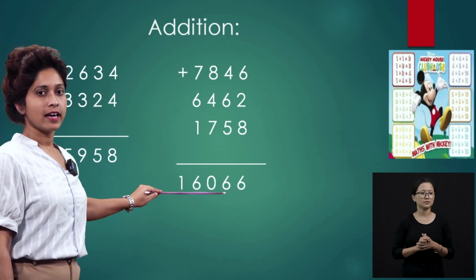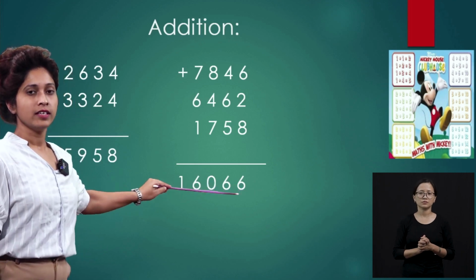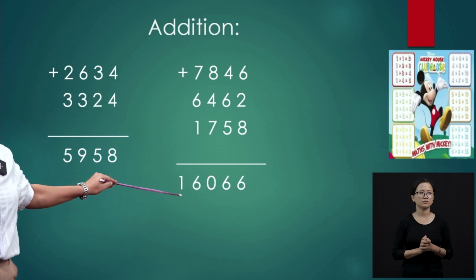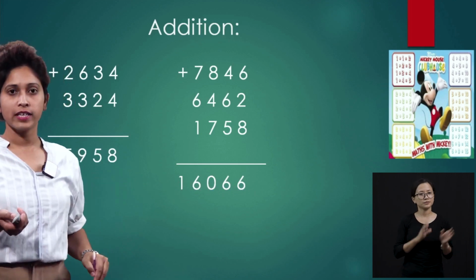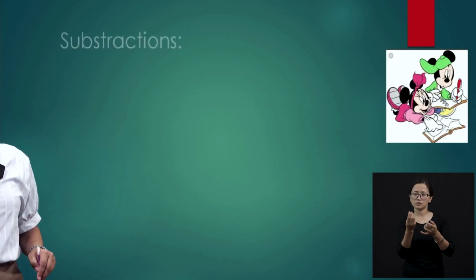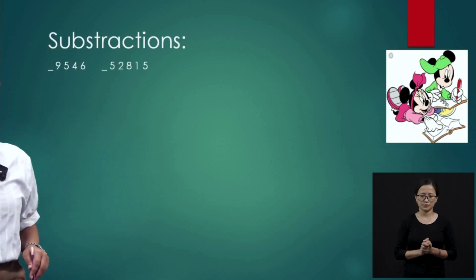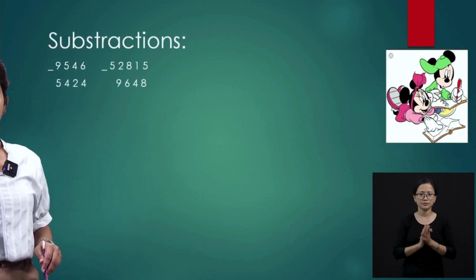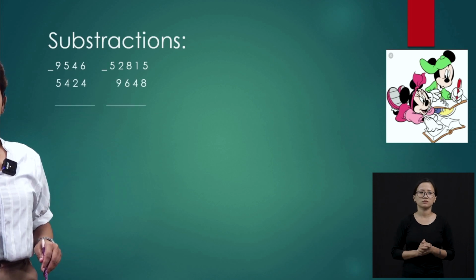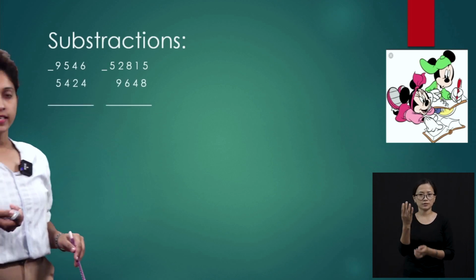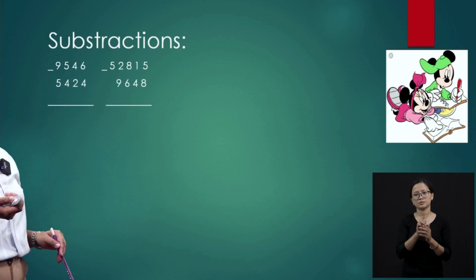Okay, there are some errors here, but you need to correct them. All right. Okay, let's move to the next sum, that is subtraction. So in subtraction, you have again so many numbers. Let's see one by one. What is the first one?